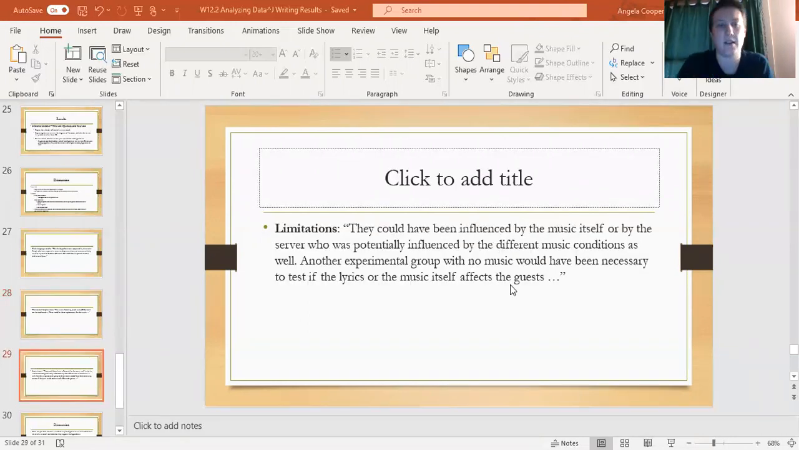Finally, your limitations. You know, they could have been influenced by the music themselves. So this is discussing your limitations with your research. Regardless, even if you have conducted what you feel is a perfect study, if you find statistical significance, if you did all your data analysis correctly, no one skipped any questions for your participants, everything was done by the book, and you're like, ooh, this is awesome, you're still going to have limitations, and that's okay.